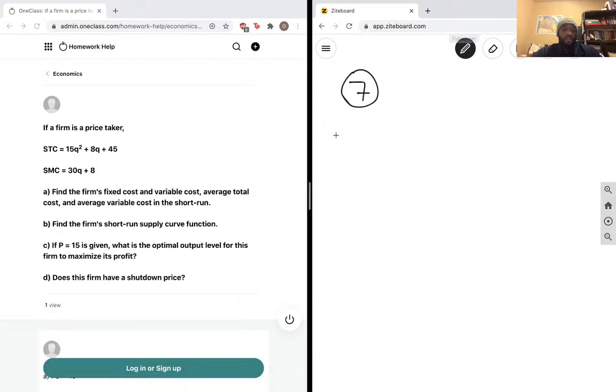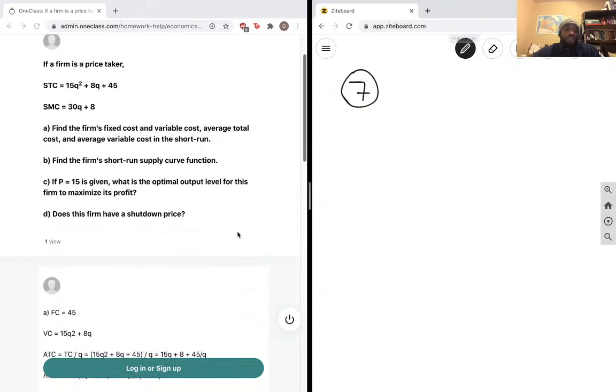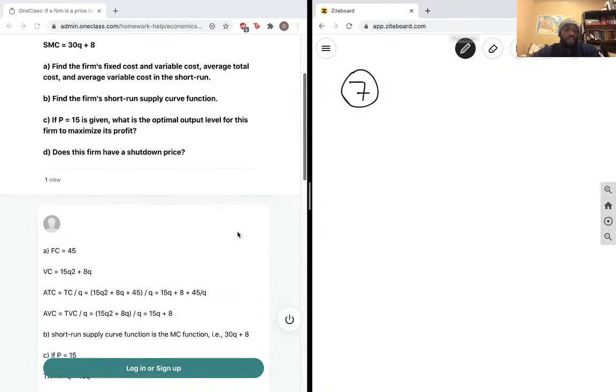B, find the firm's short run supply curve function. C, if P equals 15 is given, what is the optimal output level for the firm to maximize its profits? D, does the firm have a shutdown price? So let's see what our tutor did for A.